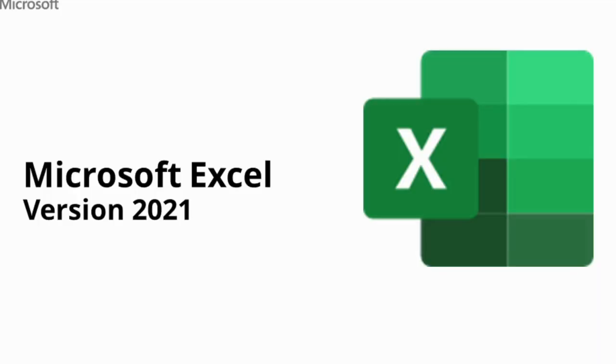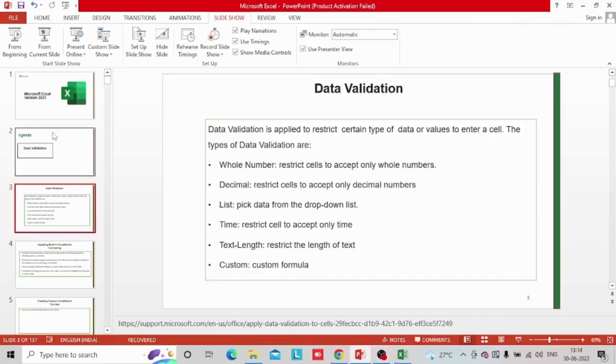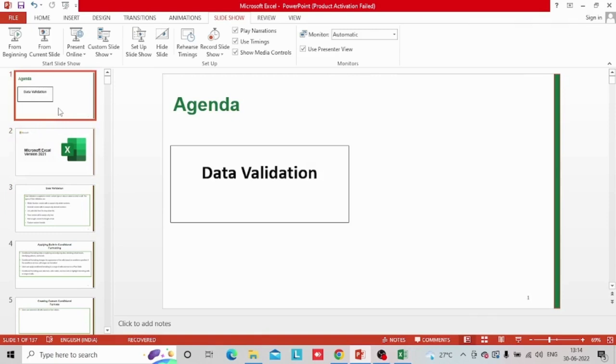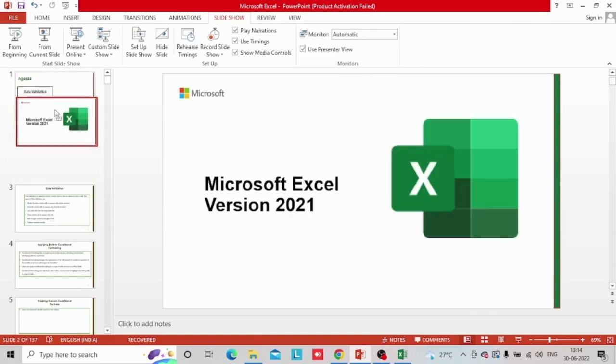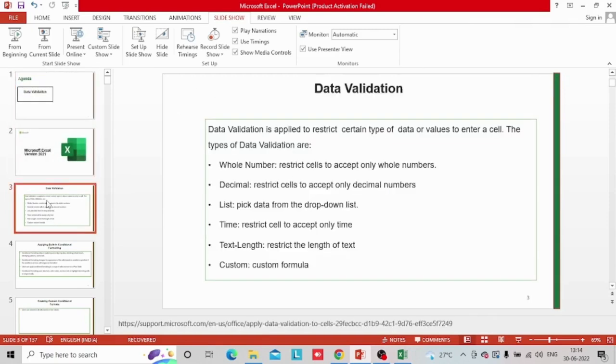Hello everyone. Welcome to another session of Microsoft Excel. Today we learn about data validation. What is data validation? It is applied to restrict certain types of data or values from being entered in a cell. The types of data validation are whole number, decimal, list, time, text length, and custom. So let's learn about each and everything.